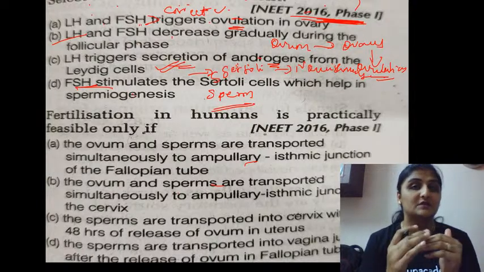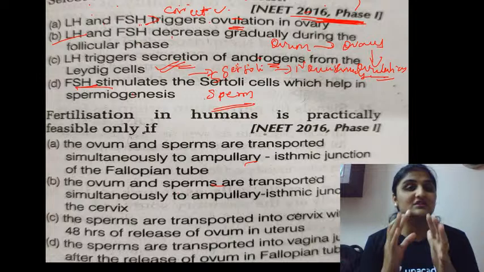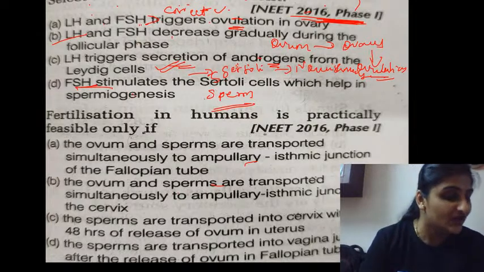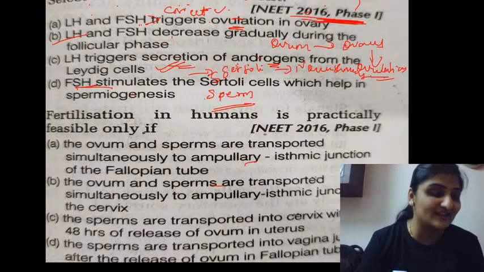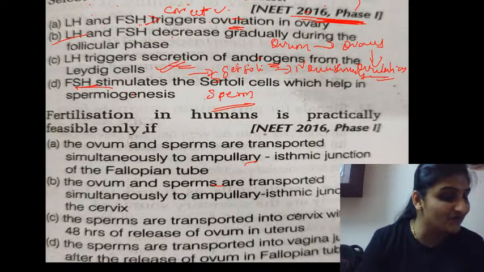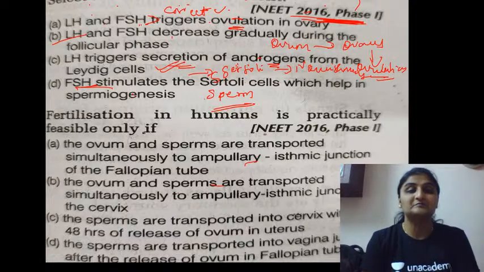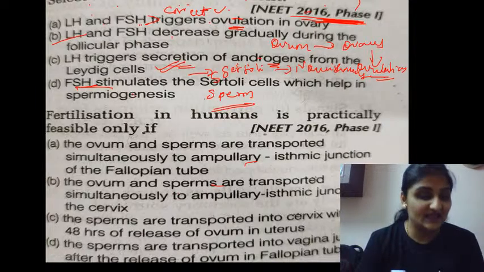Feasible means practically possible. You mean to say that fertilization is practically possible only if... Chalo, quickly come up with the answer. Yes, yes. It stimulates. Simple. Yes, great. Chalo, come up with the answers. Yeah, fast. Quick, quick.